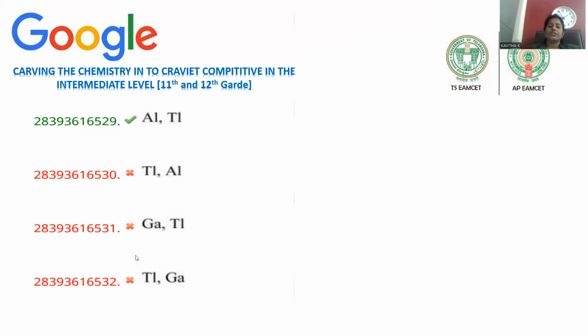Let's see the answer. Options are provided. The lowest value is accorded to aluminium. The highest value is given for thallium. Okay. Lowest E0 value is given for aluminium. Highest is given for thallium. So lowest means it easily gives electrons. Highest means it is difficult to give electrons.